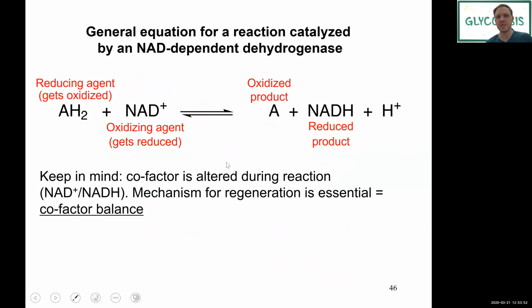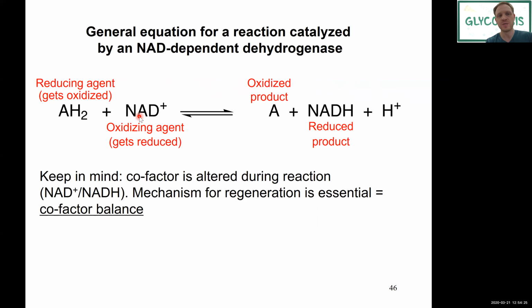What NAD does in these NAD-dependent dehydrogenases is help with the oxidation and reduction reactions. It's actually functioning as an agent here. So you could imagine you have one of these dehydrogenases, and a substrate coming in that is a reducing agent. We call it AH2 in this case. We want to oxidize this. During the enzyme catalysis, NAD plus in its oxidized form will get reduced.